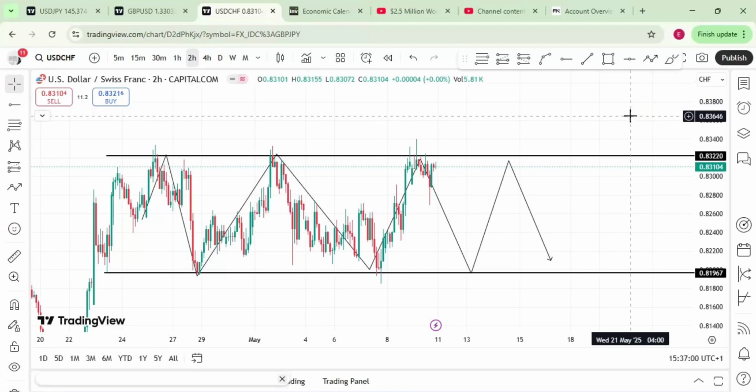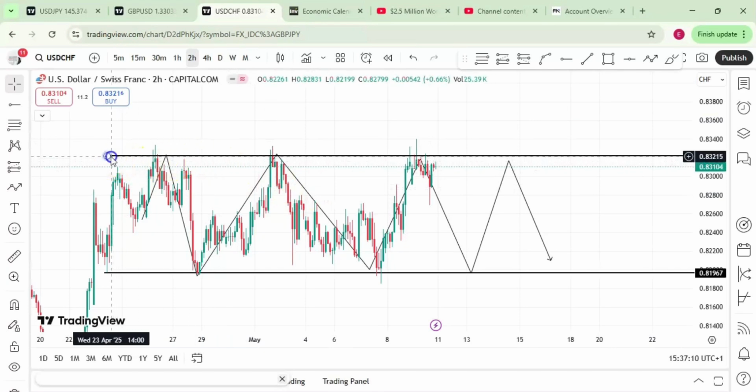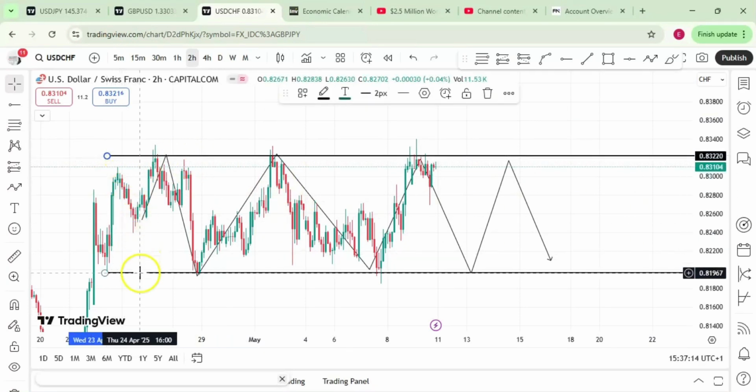If you don't know what support and resistance level means, then just go to my video and check what support and resistance level means in Forex. Now, this level up here is called the resistance level. We can see the ceiling. While the one down here is called the support level. Or we can say this is a demand zone and this is a supply zone.